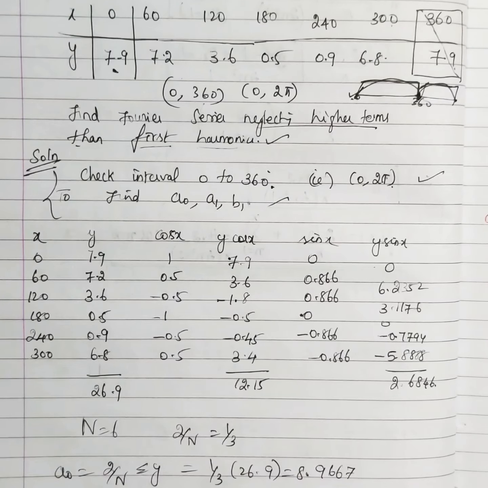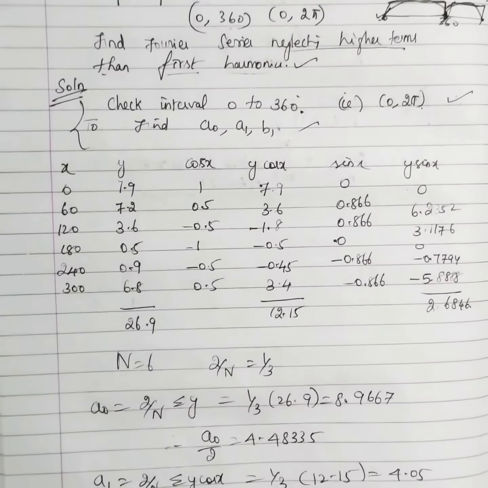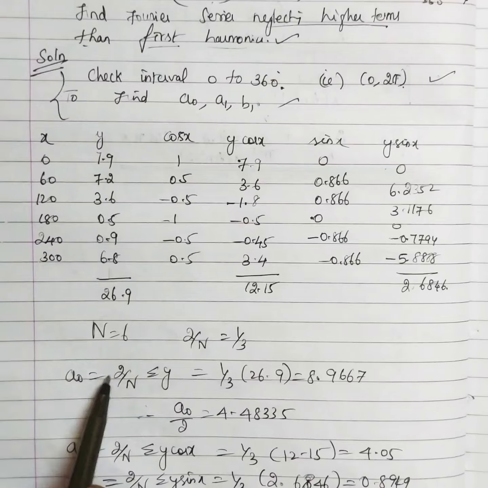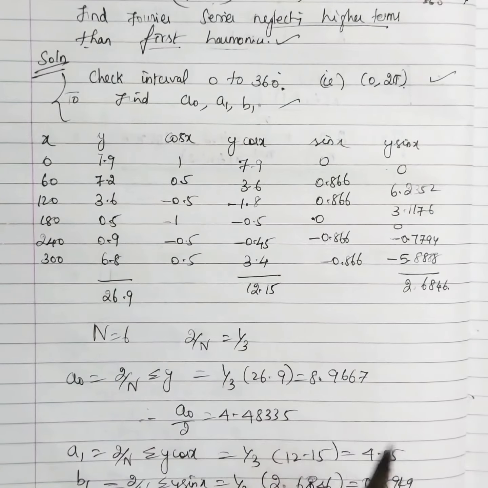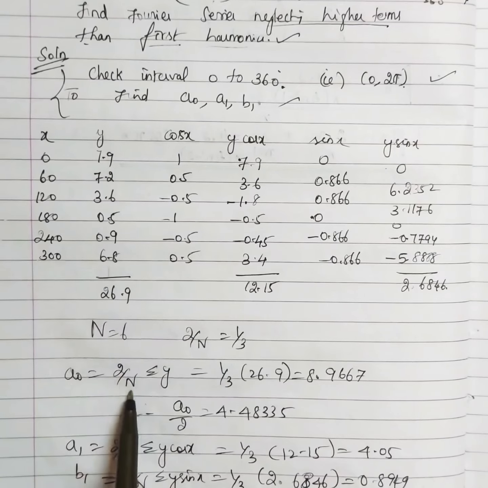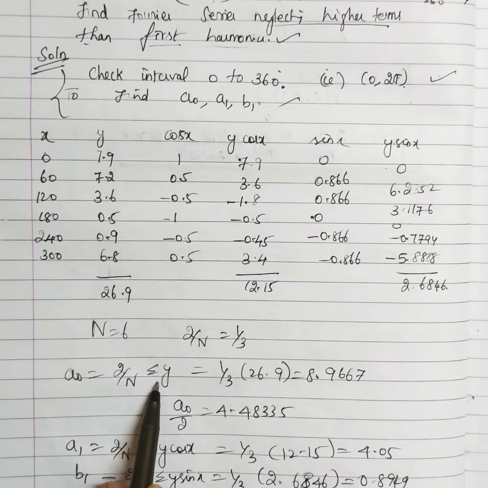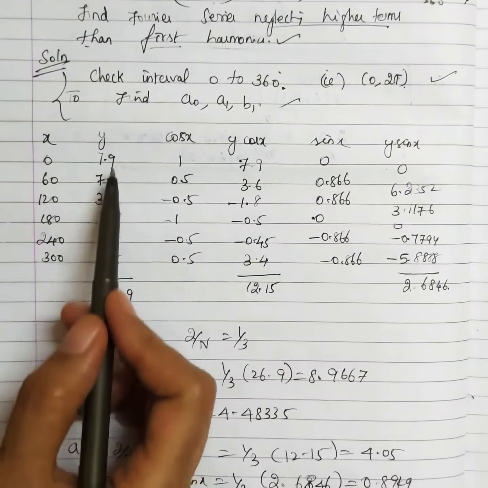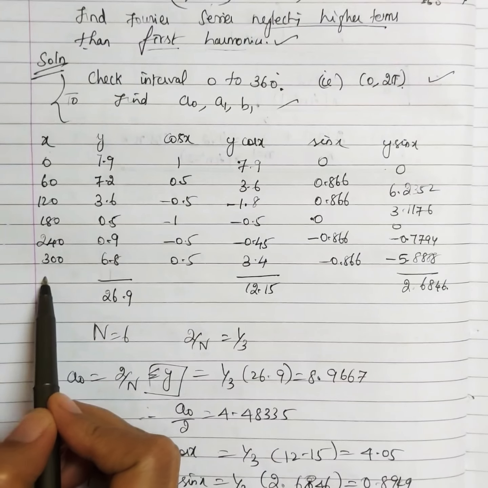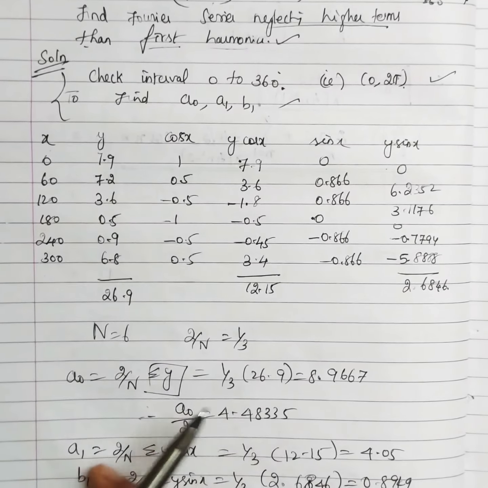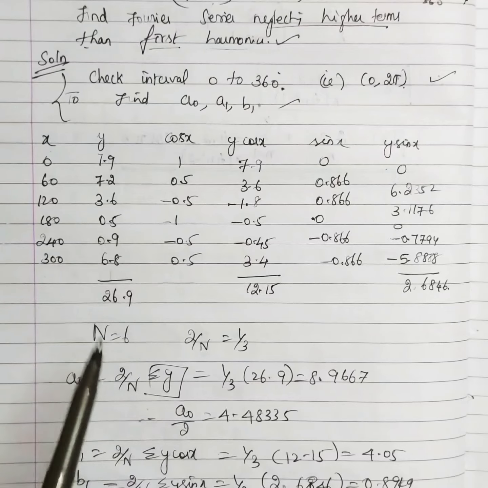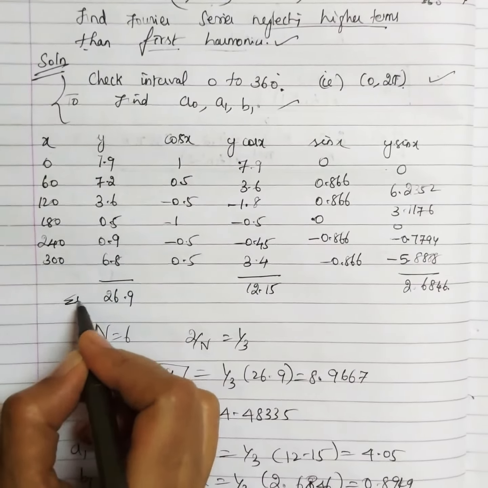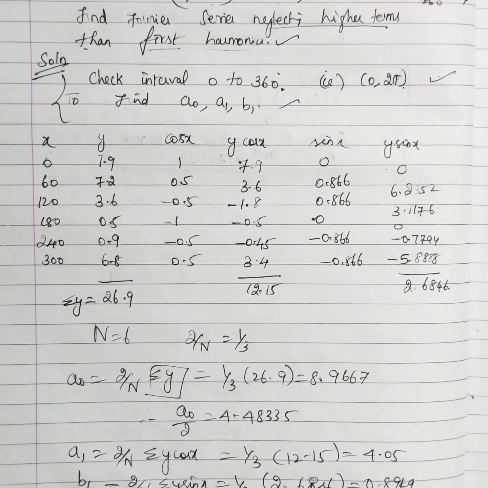What is the formula? a0 is equal to, no need to worry about the tabular column, just see what is required and write the corresponding value. Simple. So a0 is 2 by n summation of y. So what I want? Summation of y. X and y values, you write it like this. No need to find summation of x. Nowhere in the formula it is required. Don't waste your time. So add all the y values, 26.9. This is your summation of y. It's ready for calculation actually.